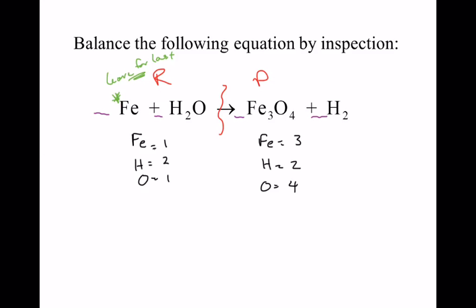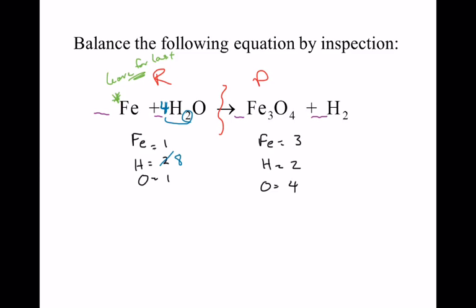Okay, so I can either focus on my hydrogens or my oxygens. So it looks like I better focus on my oxygens. If I have 4 over here, I can get 4 over on the reactant side if I put a big old 4 here next to my H2O. So if I put a 4 right there, then I have to update my tally. My iron's the same, but now if I put a 4 in front of H2O, I have 8 hydrogens now. So I'm going to take that 2 and change it to an 8.